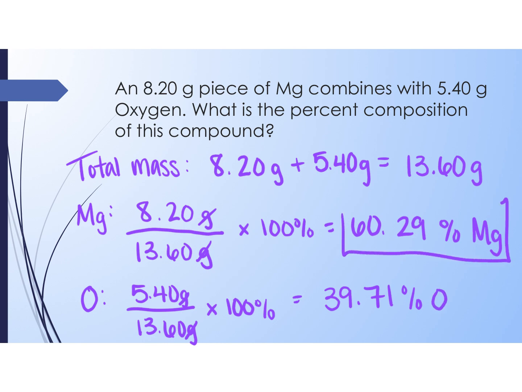Okay, so for these percent composition problems, since there were two elements in this compound, you have two answers. Okay, so it's 60.29% magnesium, 39.71% oxygen. Okay, and then what can you do to check your numbers? How do you know if they're correct or not? Add them together, and what should they add up to? 100. Okay, so if you add your two numbers, they need to add up to 100.